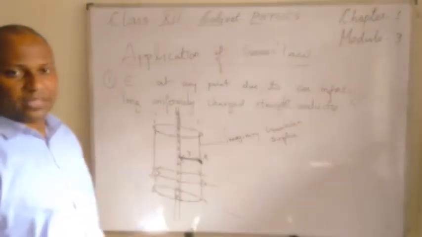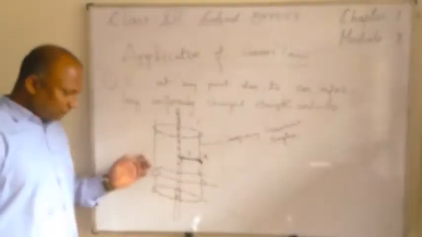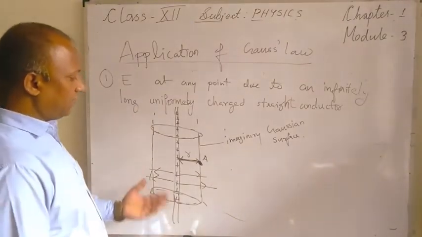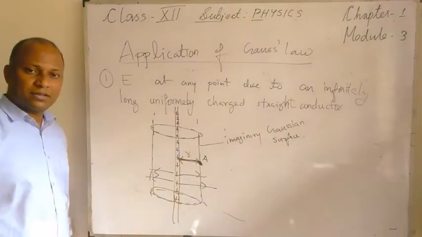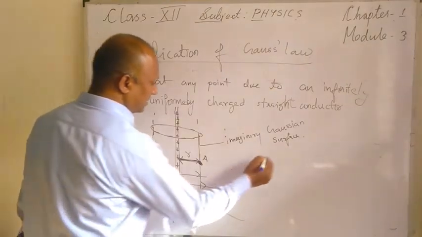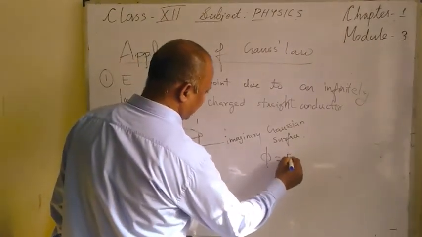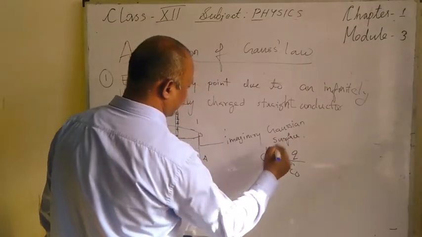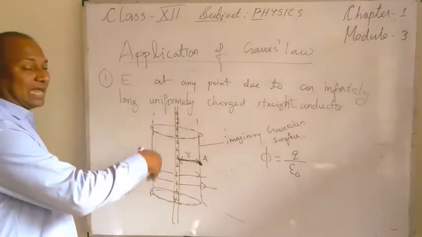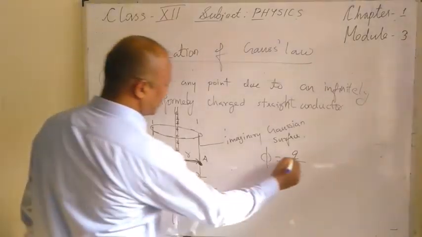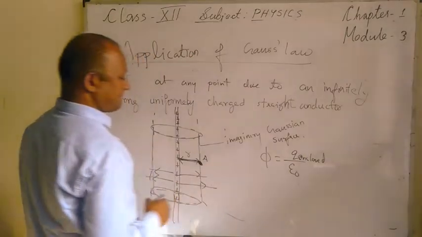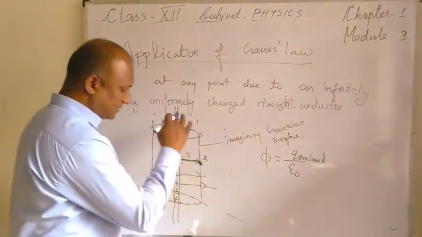So we have considered a Gaussian surface and we can apply the Gauss law. So Gauss law is Q upon epsilon naught. So how will you find the Q inside this? Q enclosed upon epsilon. What is the Q enclosed here, inside this cylinder?